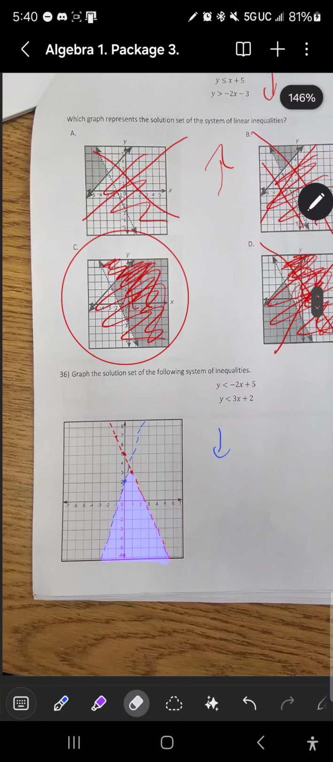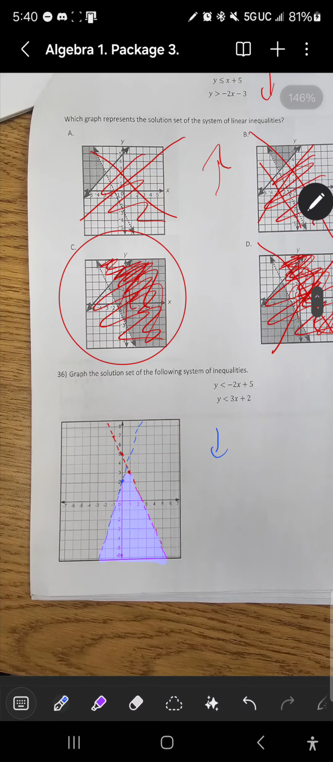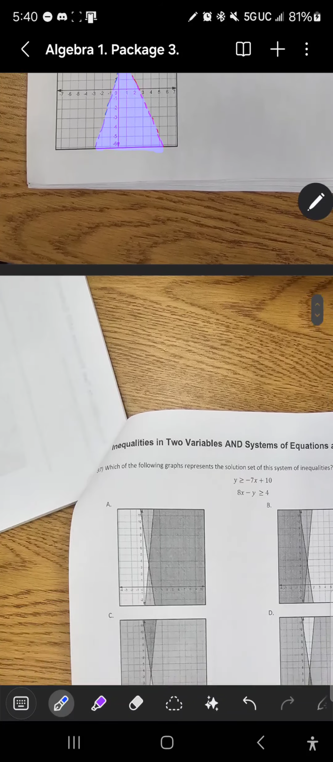So here we go. This is our answer. We just need to shade the parts that overlap. Now let's continue.